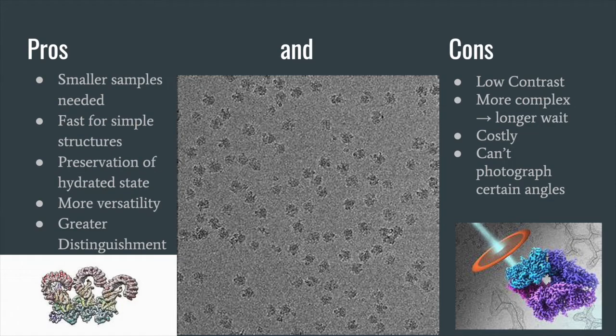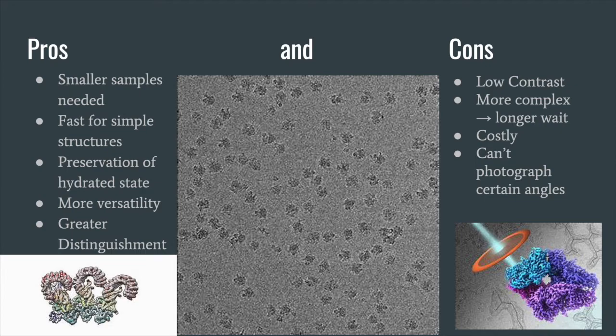Some pros of cryo-EM are that smaller samples are needed than previous imaging techniques. It's fast for simple structures. The vitrification process preserves the hydrated state of the sample. It has more versatility and higher resolution images.